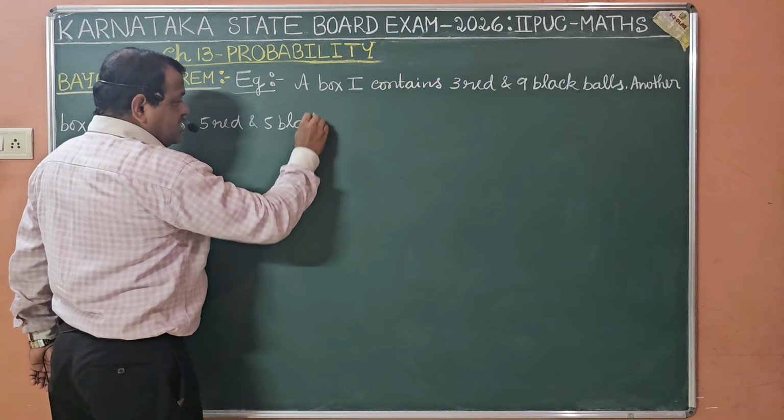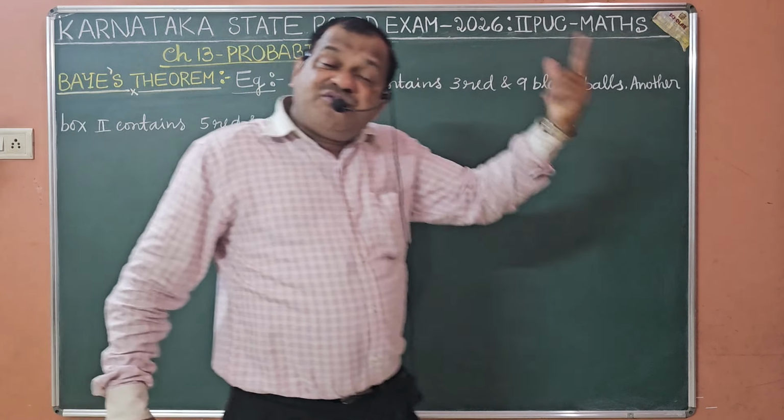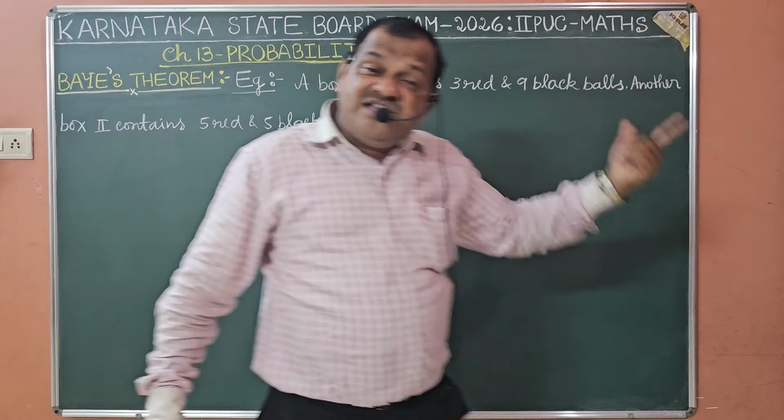Meaning there are only 2 events, E1 and E2. E1 is selecting box 1, and E2 is selecting box 2. What is the probability of E1? Out of 2 boxes, you select 1, so 1 by 2, half. What is the probability of E2? Also 1 by 2. Now I define the special event that is called A.